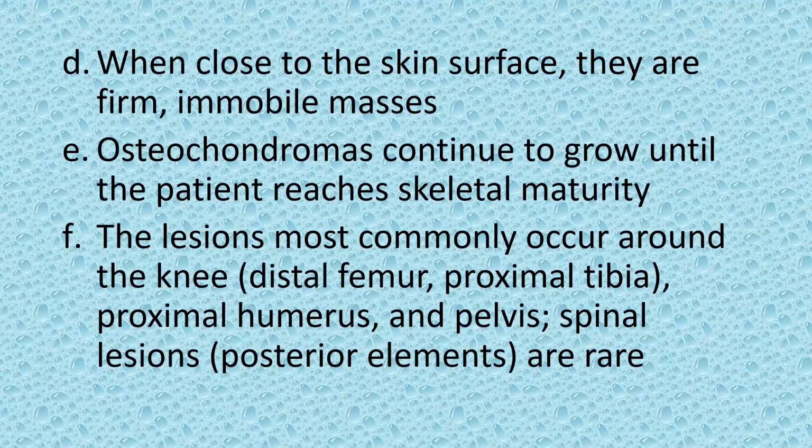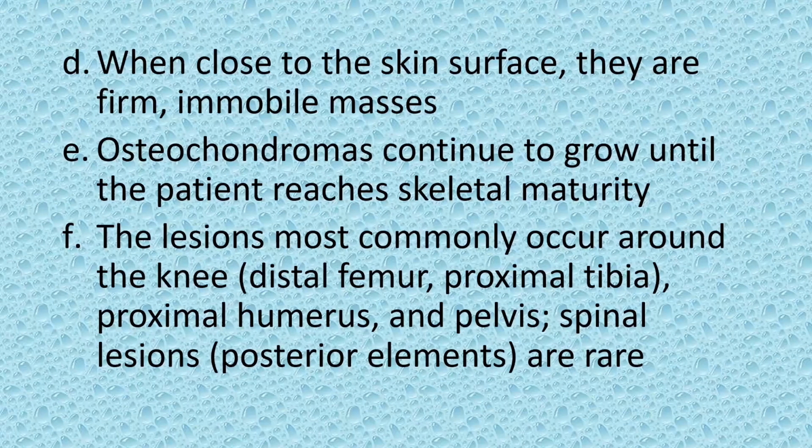Osteochondromas continue to grow until the patient reaches skeletal maturity. The lesions most commonly occur around the knee, the distal femur, and the proximal tibia, the proximal humerus and pelvis. Spinal lesions do occur. I've seen an osteochondroma of the transverse process. I've seen it pressing on the nerves. I had to go ahead and operate and remove it together with the transverse process.